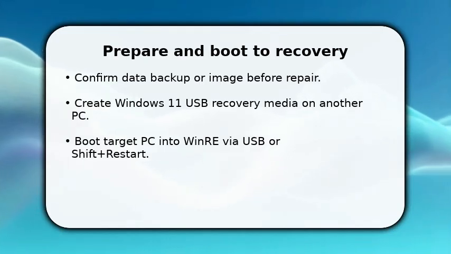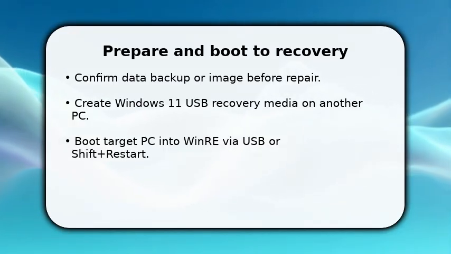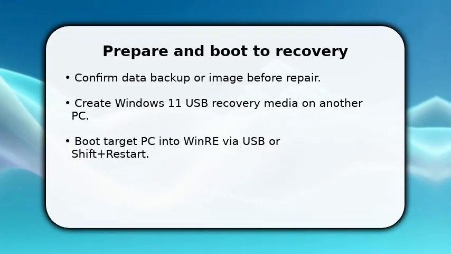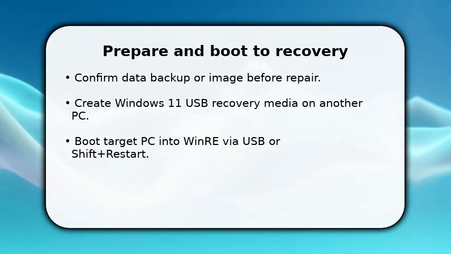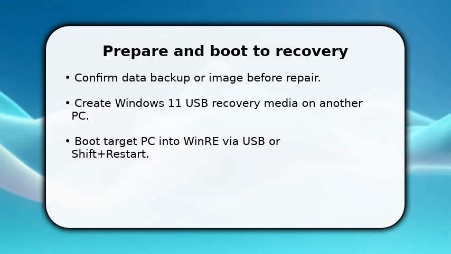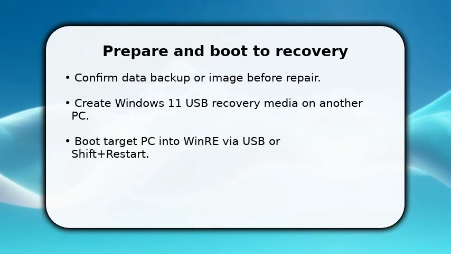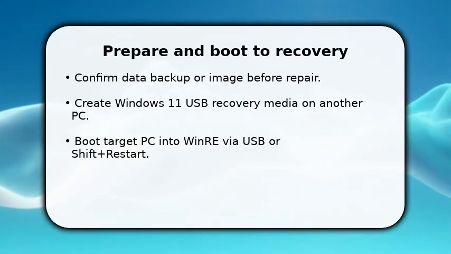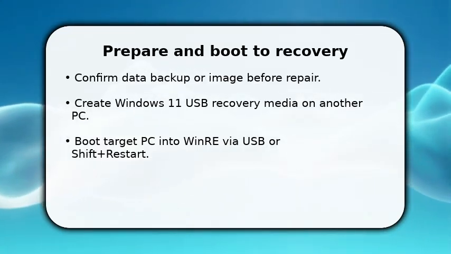You start by ensuring you have a current backup or disk image because repairs can write to the disk. Once you have recovery media, plug it in and boot the PC into Windows recovery environment. Use BIOS/UEFI boot menu or Shift plus restart if available. When you reach choose an option, select troubleshoot then command prompt. This gives you direct disk access.